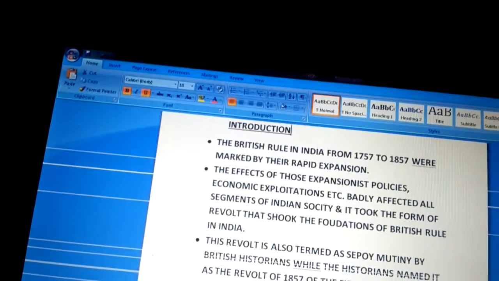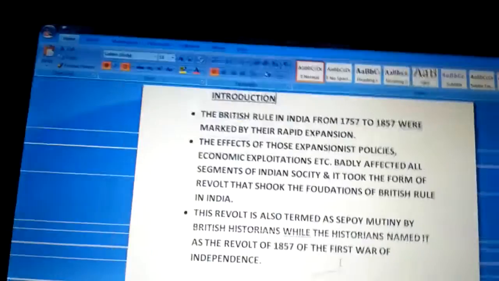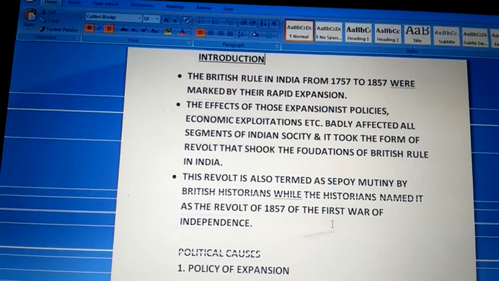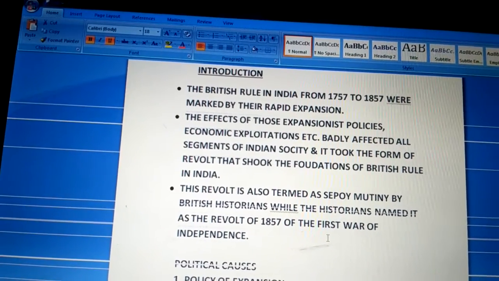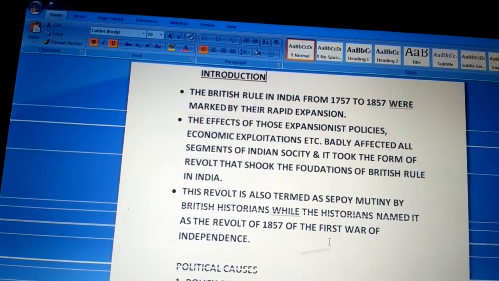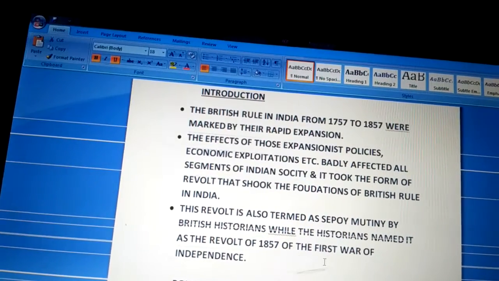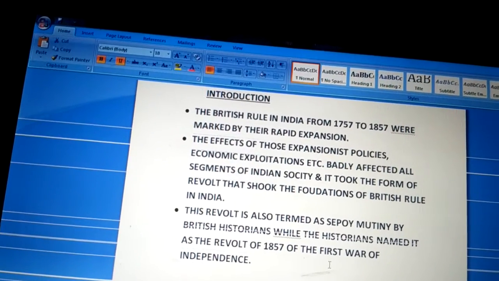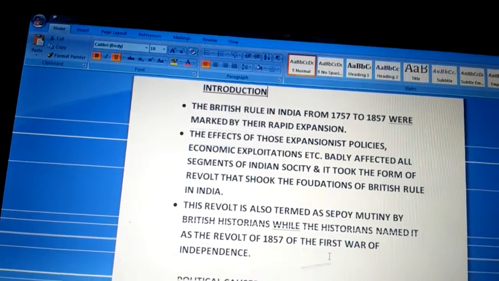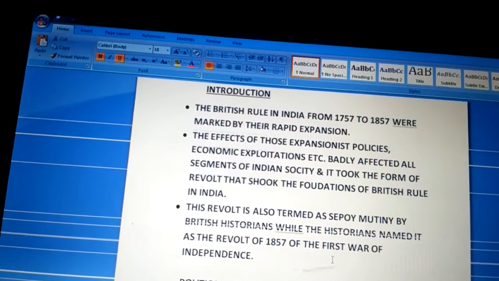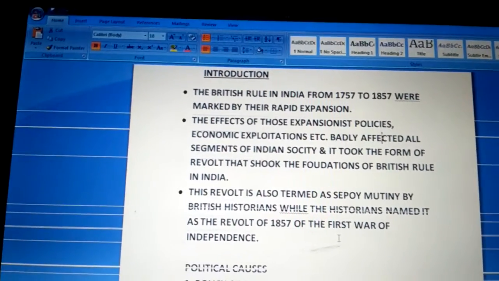This revolt is termed the Sepoy Mutiny by British historians, while Indian historians named it the revolt of 1857, the First War of Independence. At that time there happened a mutiny, the Sepoy Mutiny, termed the revolt. Revolt means the battle.